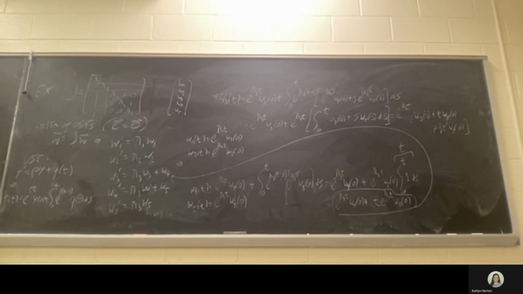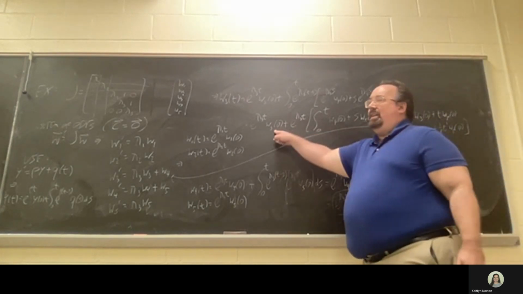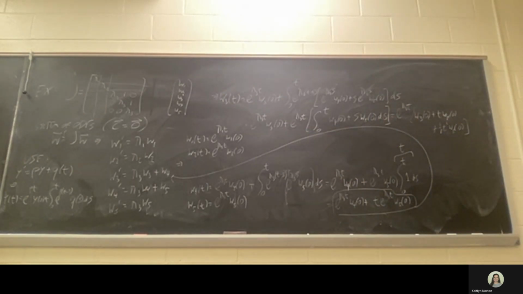Wait, where was the w3 of 0 from again? Oh, over here. I see. I wrote that and then looked up. Oh, and you factored it out of everything. Okay, got it. Times w3 of 0, t times w4 of 0, plus t squared over 2.